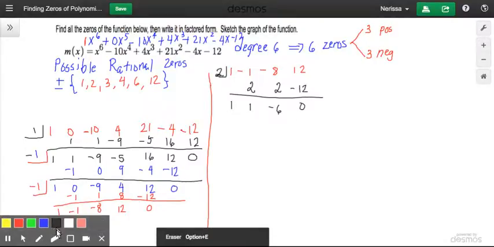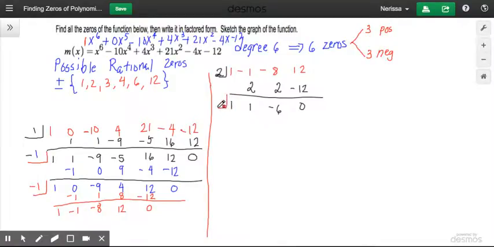Ooh. Okay, so now let's try if 2 will work again. Maybe it's another double 0. So let's find out. So we bring down 1. 1 times 2 is 2. Then 1 plus 2 is 3. And 3 times 2 is 6. And we got a 0 again. So that means 2 is a double 0.